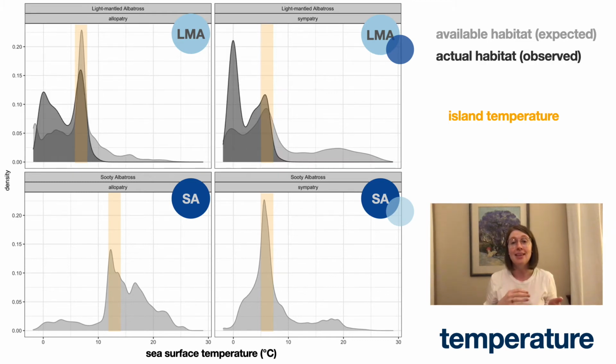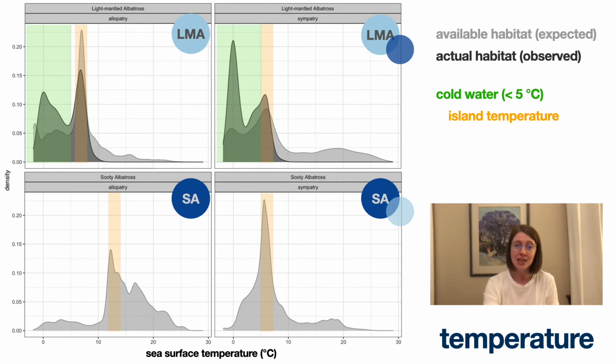So when we overlay the actual habitat use of the light-mantled albatrosses, what you can see is that in both sympatry and allopatry, we've got a clear preference for cold water areas. And I've highlighted the same area in green in both graphs, and that's temperatures of less than 5 degrees Celsius. And as you can see, there's a really big bias for birds to target these areas.